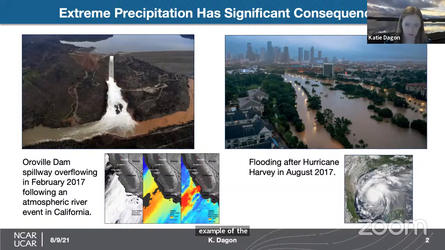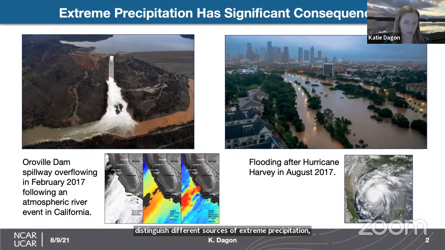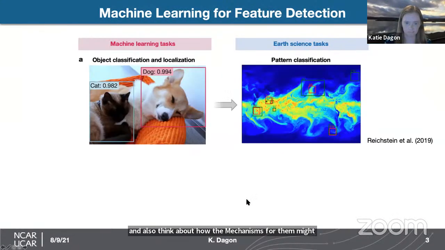And if you're not familiar, atmospheric rivers are sort of these long bands of moisture that transport moisture and precipitation from the tropics to the mid-latitudes. So we'd like to be able to better understand and distinguish different sources of extreme precipitation, and also think about how the mechanisms for them might change with climate change.